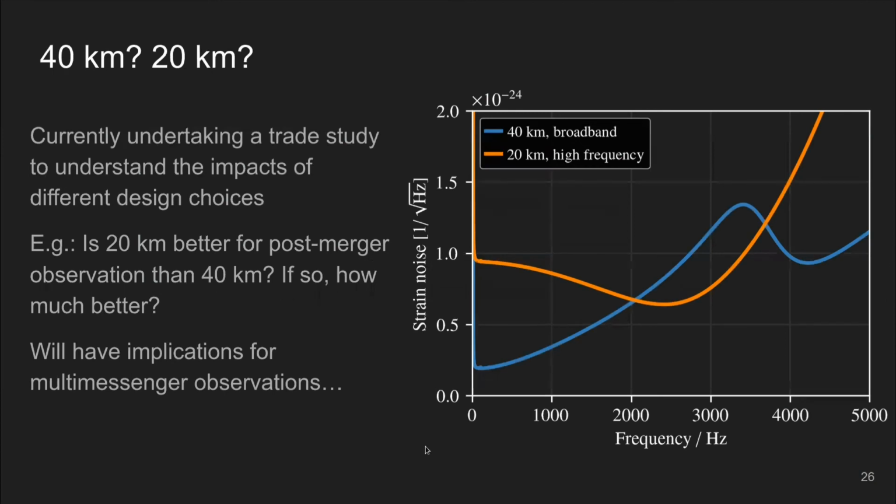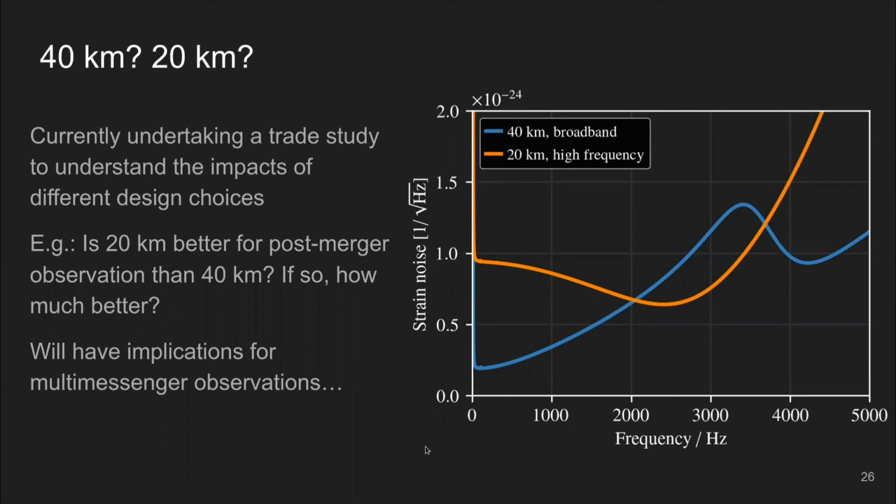One of the things that we're working on now, just as a point of interest, is we say 40 kilometers, but we sort of wonder whether we should also have a 20 kilometer, or do we have to choose between 40 and 20? And the reason is that 40 kilometers actually, because of the light travel time down the arms, ends up being insensitive to gravitational waves at the post-merger frequency, somewhere between 2 and 4 kilohertz.